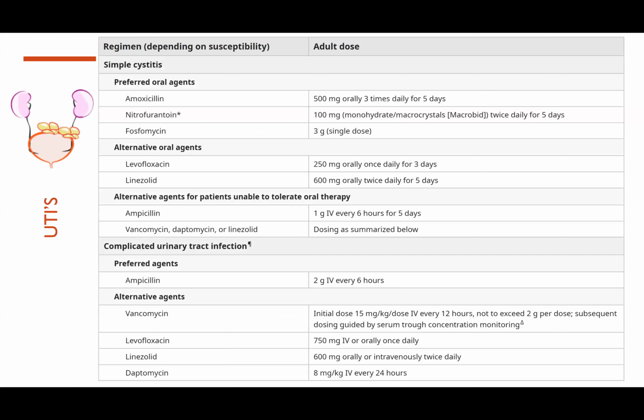In terms of UTI, UTIs with Enterococcus generally don't require bactericidal therapy, and urinary catheter-associated bacteriuria often resolves with just removal of the catheter. But if a patient warrants therapy, there are quite a few options. The preferred oral agents are amoxicillin and nitrofurantoin, and a single dose of fosfomycin is sufficient as monotherapy.